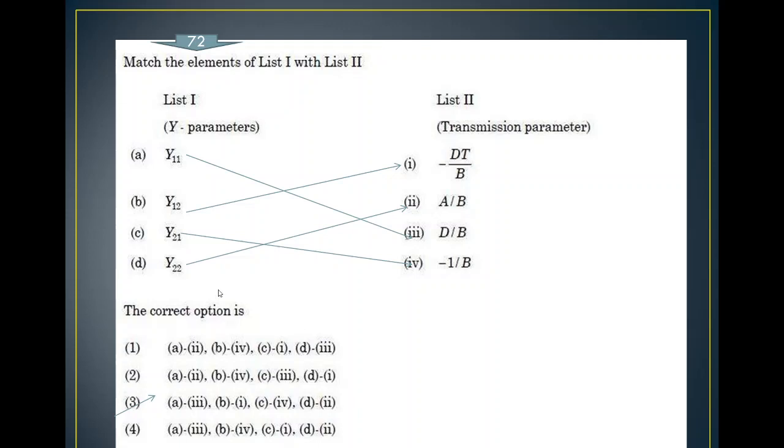That means y11 connects to D over B, y12 connects to minus delta T, that is D into T upon B, y21 connects to minus 1 upon B, and y22 connects to A upon B.